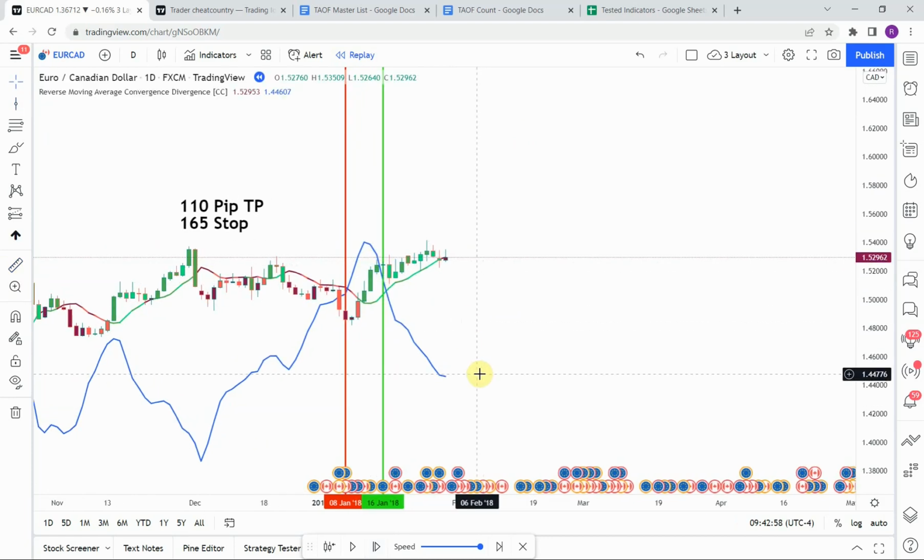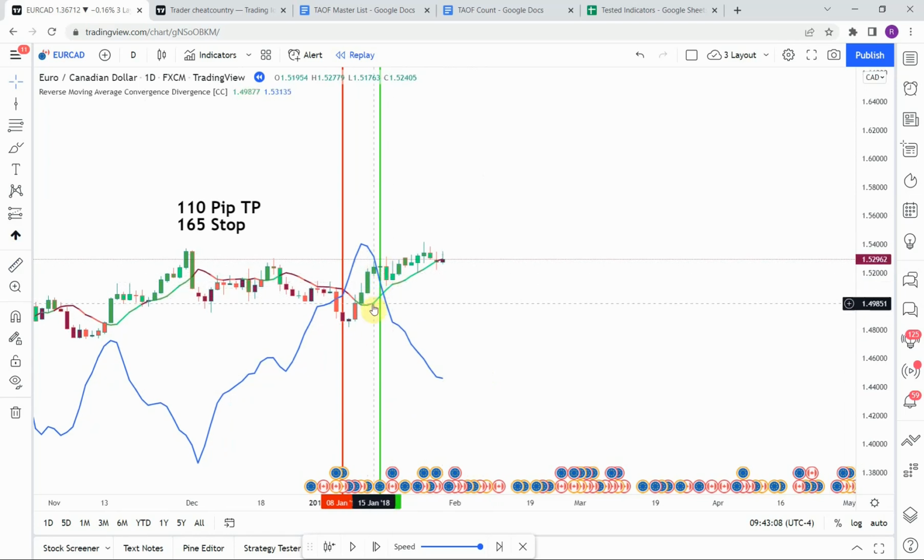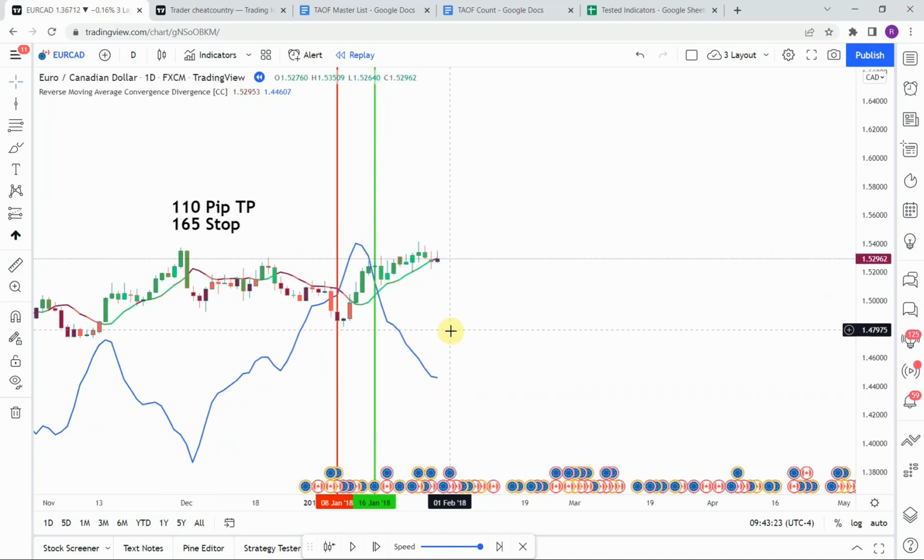All right, so the next signal that we pick up is a long. You can see right here, we get that cross to the downside with the blue line, and we can see that the color shift line is also in the green position. We get a little bit of heat down here to our stop. Got really close to it, but not quite enough to stop us out before it then makes a nice push to the upside, getting us to our take profit. So what I'm going to do here is fast forward through the testing so things don't get too long, and we will pick this up when we are at the end of the year.